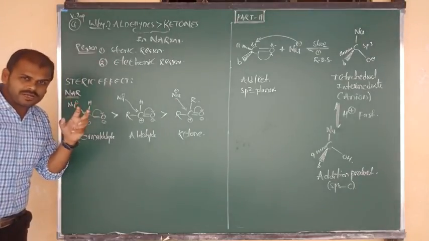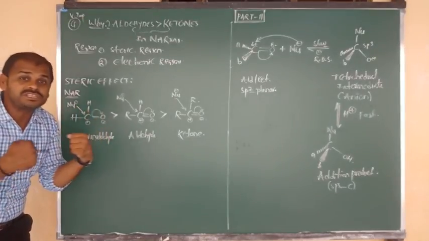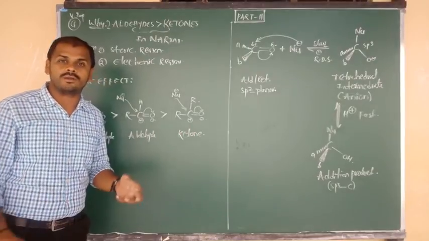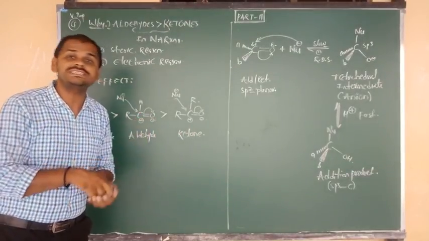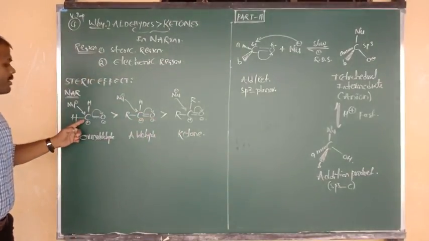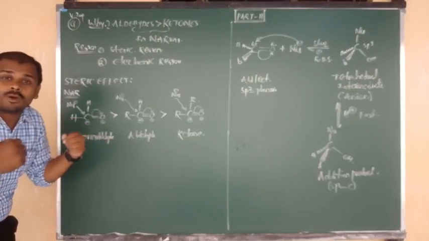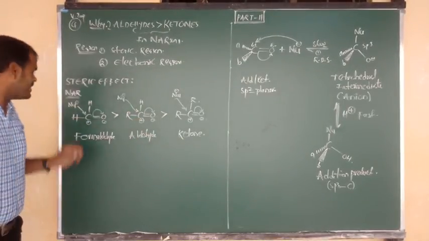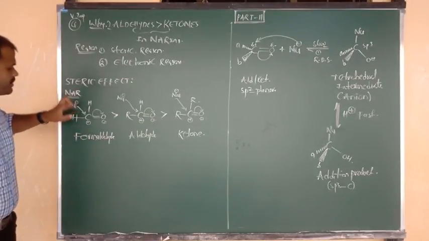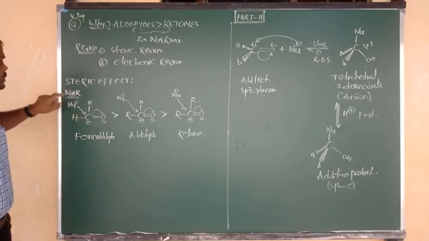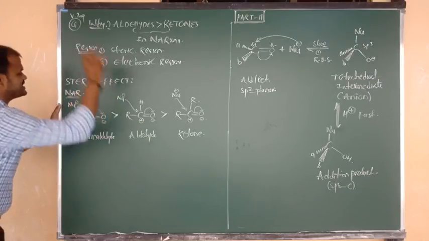Observe here once. In which case may repulsions occur: in the first one, the second one, or the third one? In which case are there more repulsions? Around the carbonyl carbon in formaldehyde, two simple H atoms are there. They may not cause much bulky repulsion. So the nucleophile easily attacks the carbonyl carbon, and formaldehyde highly undergoes nucleophilic addition reactions.